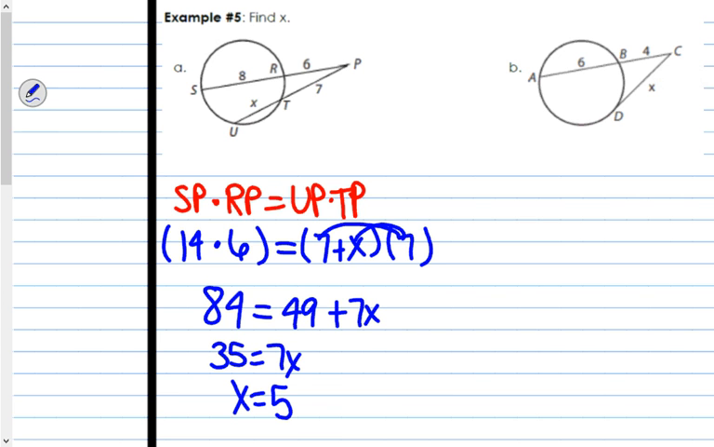That's what the problem asked us to do, was to find x, and we did. We don't have to find the length of UT or the length of UP, just finding x. And we will do examples B and C together in class.